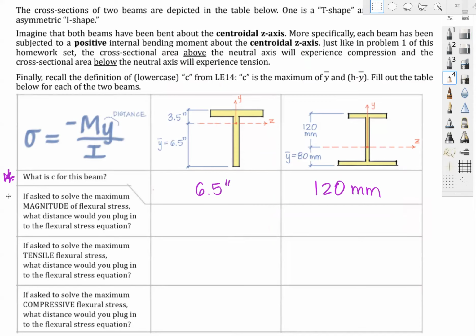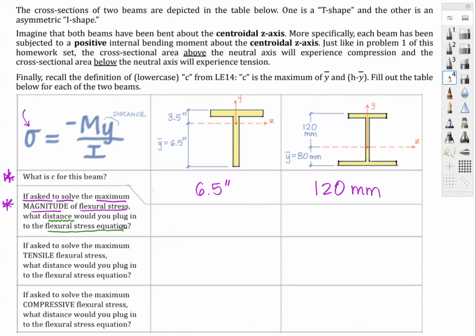And for the rest of these, I think it's just some of the language. I tried to be really clear, but did not succeed in my goal. Here's what it says. If asked to solve the maximum magnitude of flexural stress, okay, so if I want to maximize this, and magnitude means I'm considering both tension and compression, what distance would you plug in to the flexural stress equation?